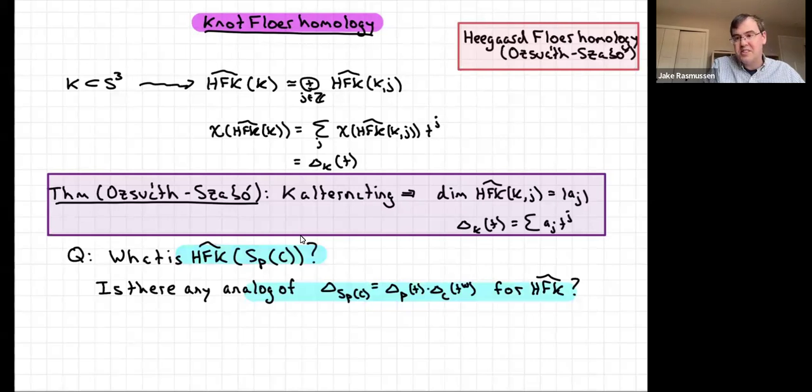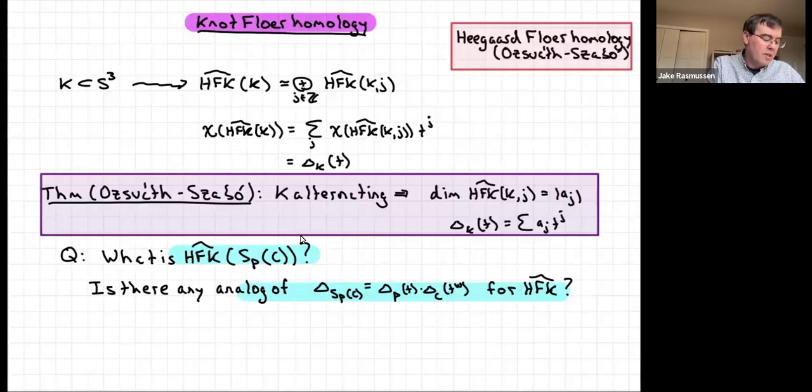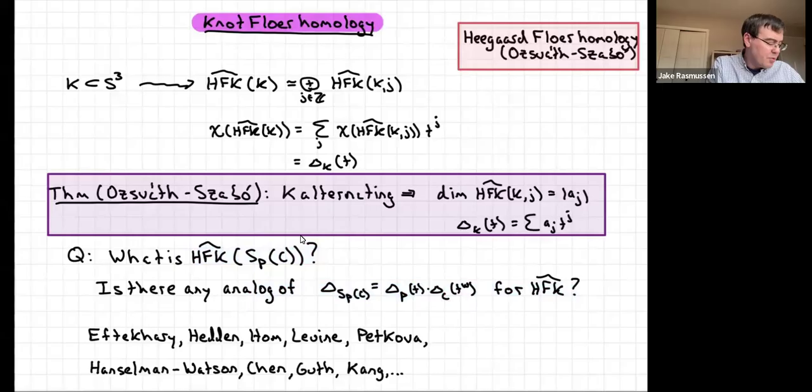And it's maybe no accident that both Ozsváth and Szabó's first students who graduated working on Heegaard Floer homology actually studied this question. This is a long line of interesting work, starting with the work of Eftekhary and Hedden, proceeding through Hom, Levine, Petkova, Hanselman, Watson, Chen, Guth, Kang, and I'm sorry if I've omitted you, because there's just a lot of incredible work in this area. And as you can see from all the people who've written about it, the answer isn't as simple as this formula. But that's a good thing.